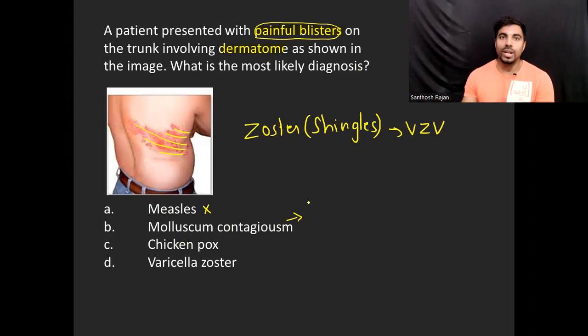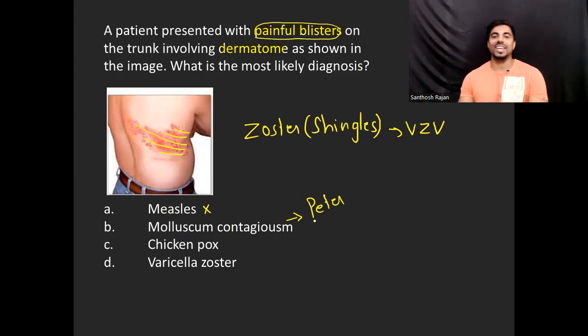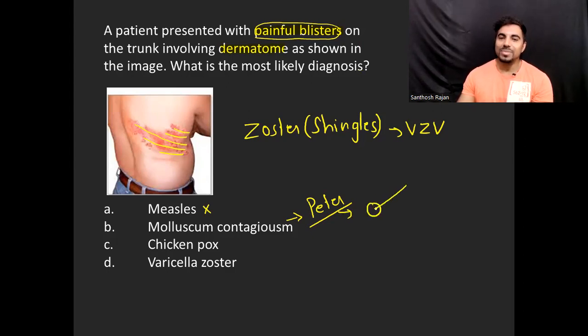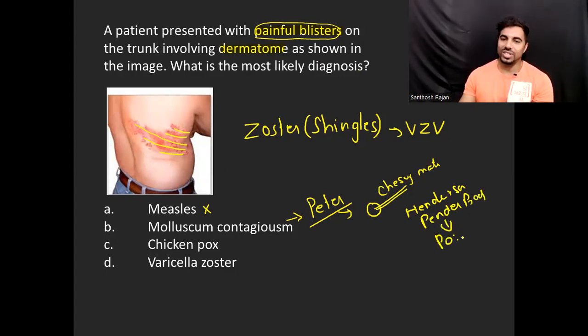Molluscum contagiosum is important. I told you, think of Peter Parker. Why Peter? Because of Henderson-Peterson bodies. Remember Spider-Man Peter? He has an umbilicus with some cheesy material coming out. That is molluscum contagiosum: cheesy material, and the body is Henderson-Peterson. And what is causing it? Pox virus.